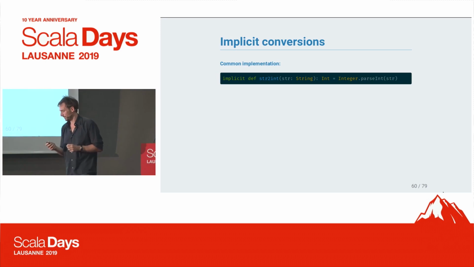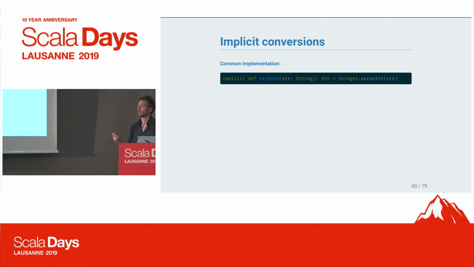Implicit conversions. Right. So this here, a method defined as implicit, means that it's an implicit conversion. So whenever the compiler is going to find a string that it would like to be an Int, it's going to call this method and turn my string into an Int. This looks pretty nice. It's pretty fun. Do you know what's wrong with that?